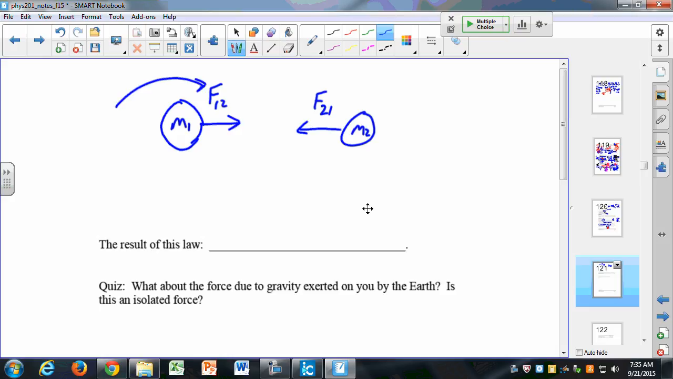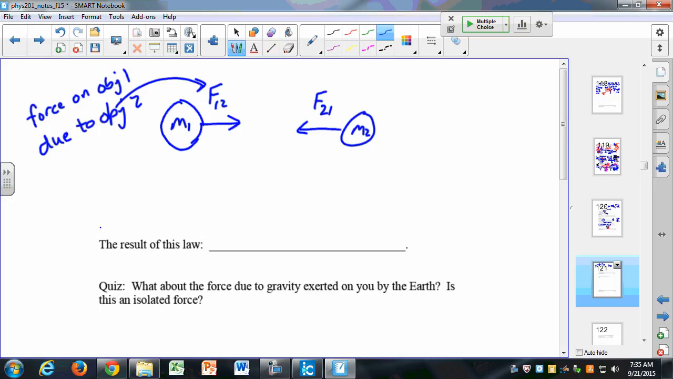Let me write this in words just so you know what those subscripts mean. The force on object 1 due to object 2. We see this in electric forces as well. Any kind of field force, any force at all actually, any contact force or any field force.